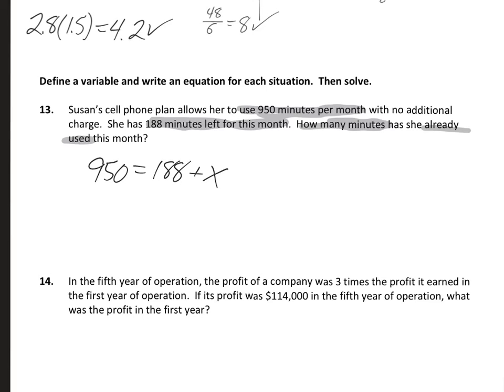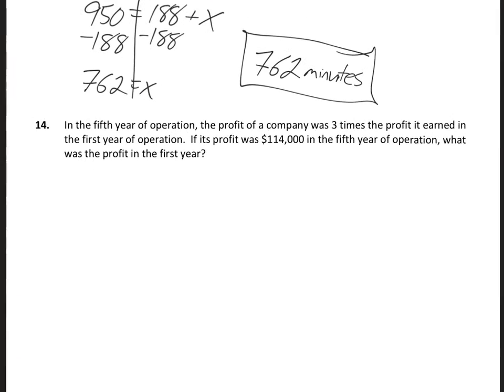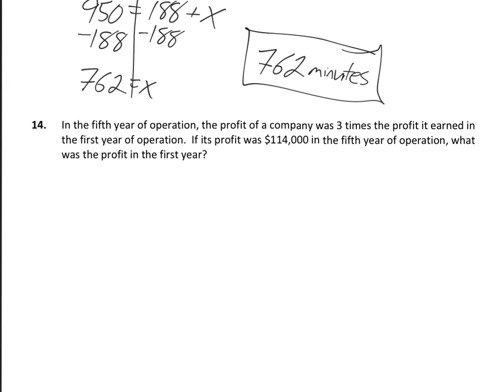Now we're going to solve this. So we're going to draw that line through the equal sign. What am I going to do to get x by itself? I'm going to subtract 188. 950 minus 188 is 762 equals x. Perfect. So how many minutes has she already used? 762 minutes. Good. Okay. And then the last one.